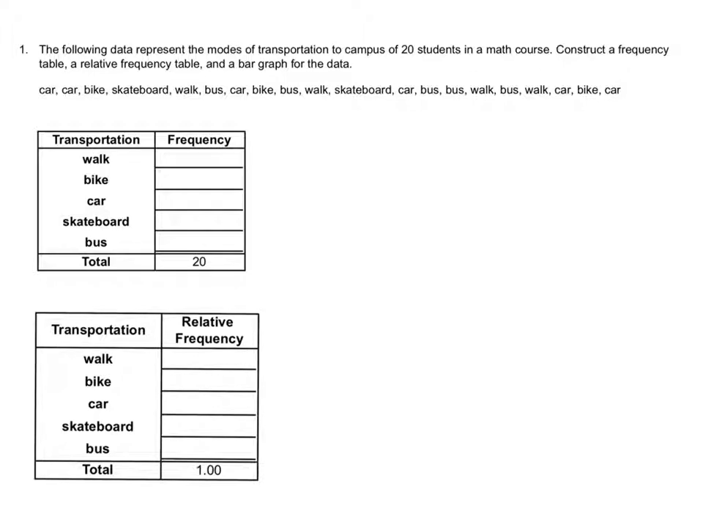First, we're going to count the number of times walk appears in the data set. So I'll just go through my list, and I have walk appearing once, twice, 3 times, and 4 times. So my frequency for walk is 4. Now I'm going to identify the number of times that bike appears in the set. So I have 1, 2, and 3 students that selected bike. So that means my frequency is 3.